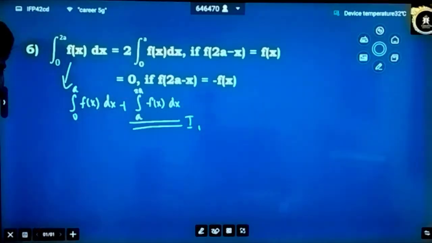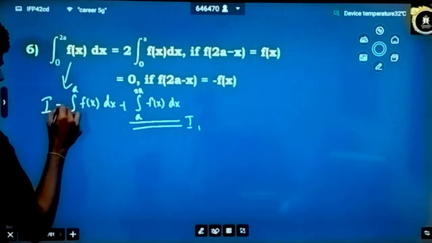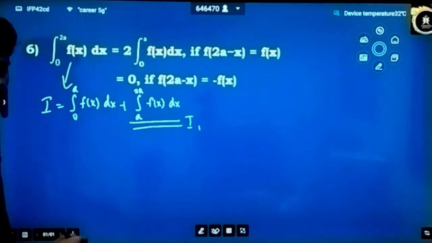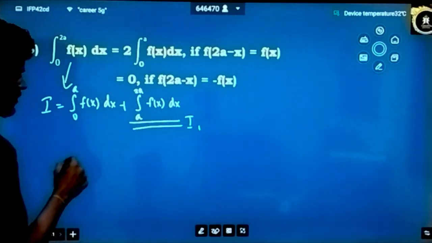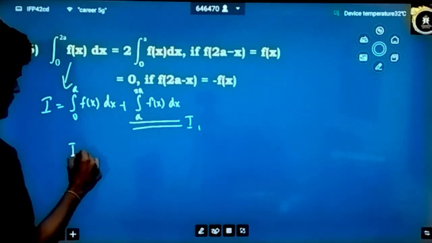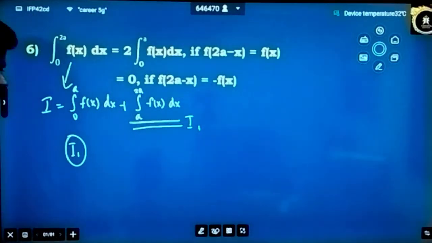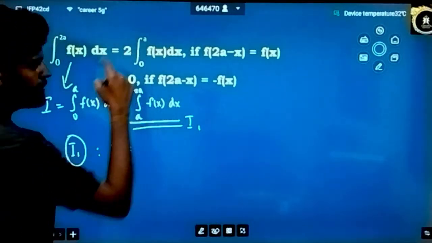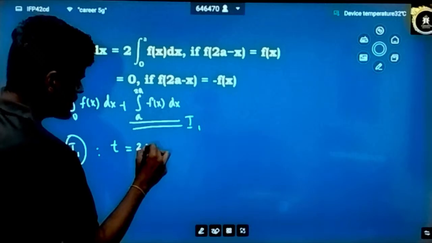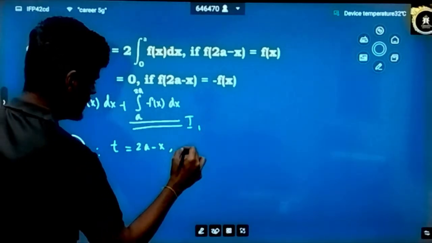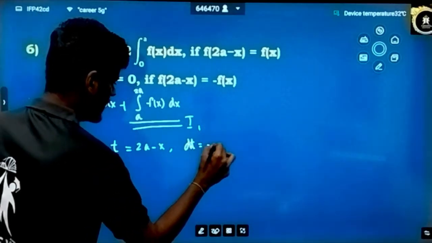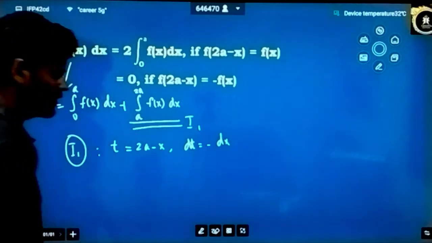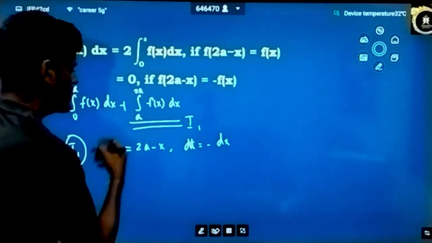Let's keep this integral as it is. I is equal to, let's keep this integral as it is. So for I1, let's substitute t is equal to 2a minus x. Then what is dt? dt will be minus dx, or dx equals minus dt. Next, what will we do?